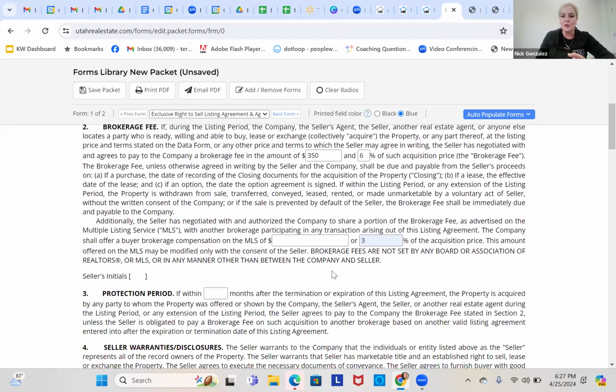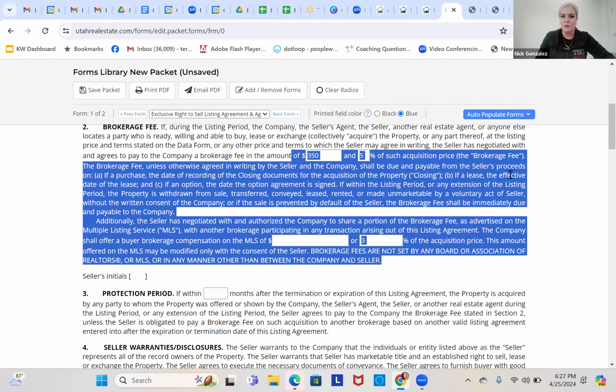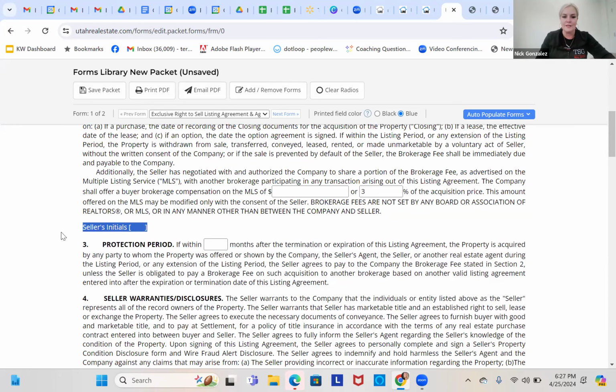I do make sure that I explain to them that all commission is negotiable. So make sure that they really understand that. This is going to be a negotiation conversation. Maybe they want to pay 5% here and they only want to pay 2% here, or maybe they're going to pay 5%, 2% to you and 3% to the buyer. So this is all negotiable, so make sure that you really take time explaining that. Then you're going to have them sign right here.